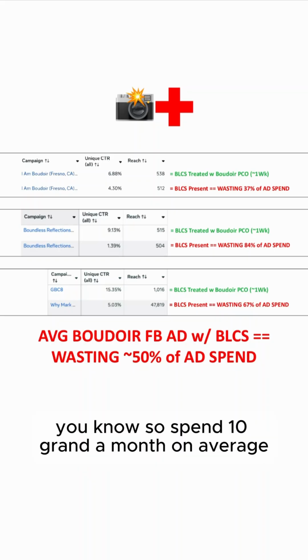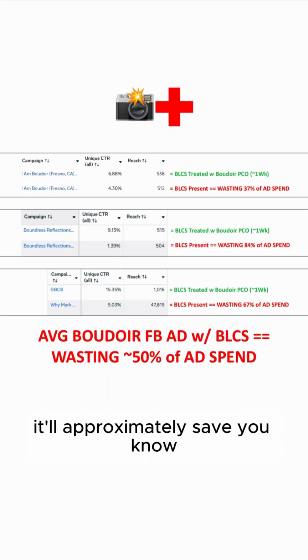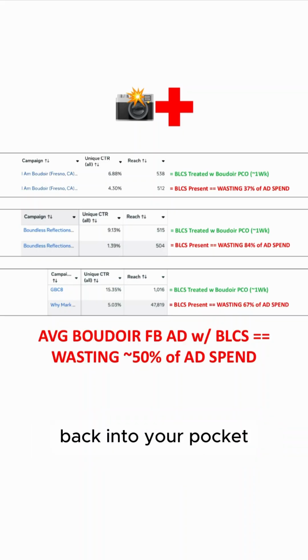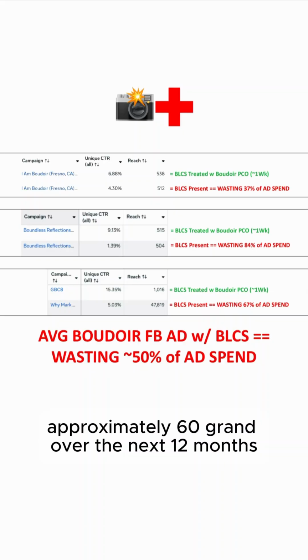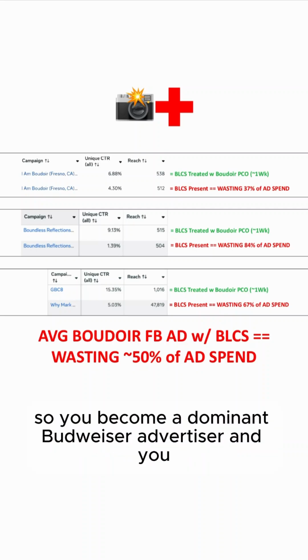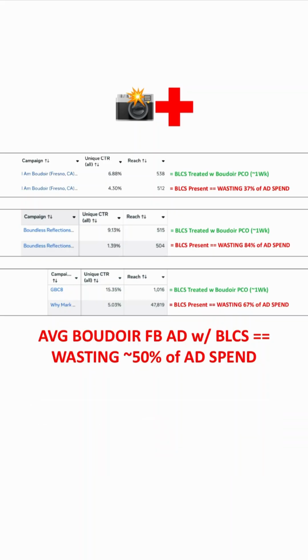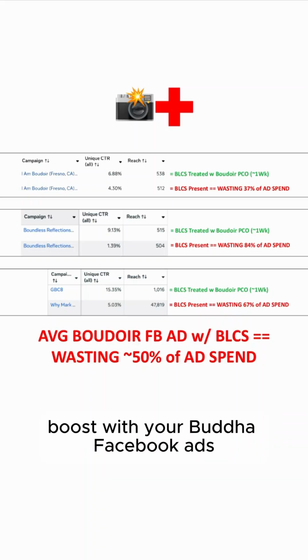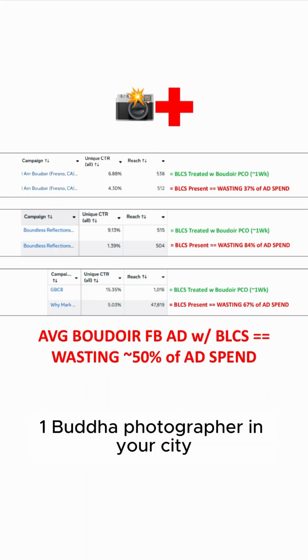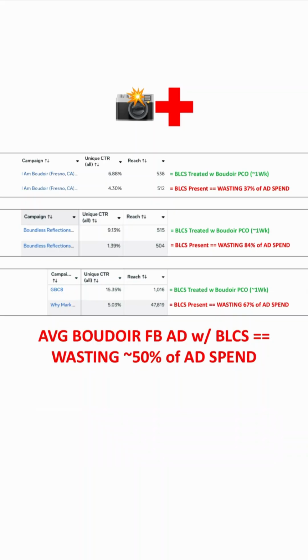So spend 10 grand a month on average, it'll approximately be able to eliminate 5K a month in wasted ad spend back into your pocket, approximately 60 grand over the next 12 months. And if you want that result with Boudoir Pico, because you want to achieve pre-click alignment, so you become a dominant Boudoir advertiser, and you achieve Boudoir brain entry boost with your Boudoir Facebook ads, because you need that on your path to becoming the #1 boudoir photographer in your city, then shoot me a DM when I open for new patient intake, new patient inquiries.